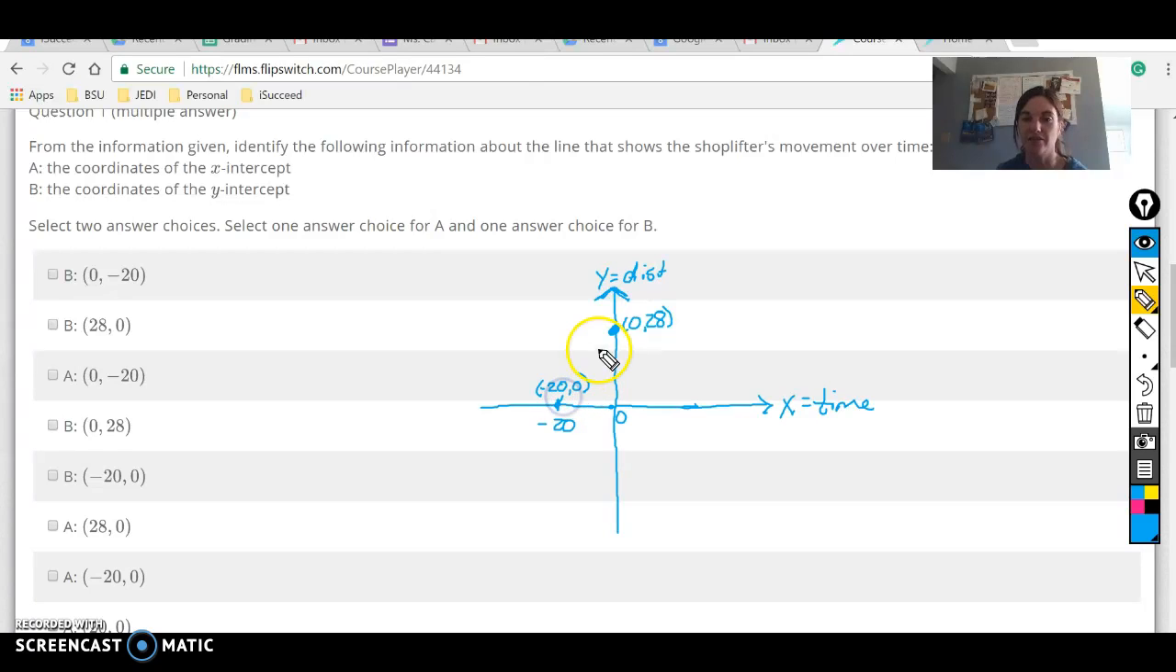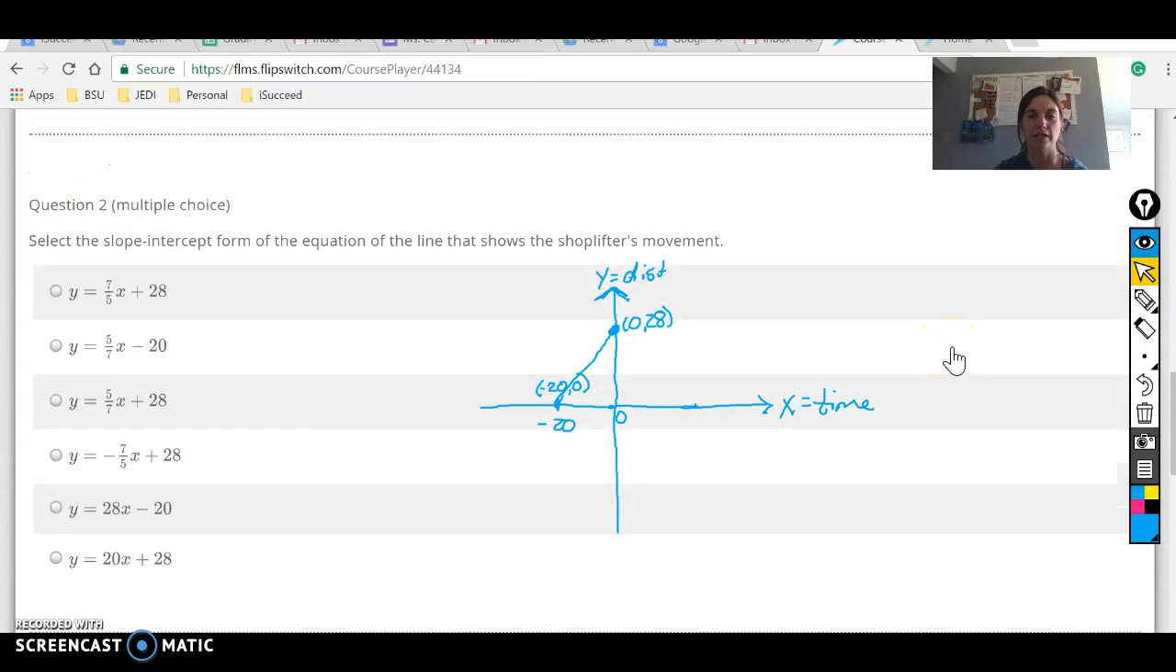Now we can solve for our slope, and we already have both of our x- and y-intercepts. The coordinates for the x-intercept are negative 20, 0. And the coordinates for the y-intercept are 0, 28. It's very important that we have our negatives right, and that we have 28 in the y position and 0 in the x position, and then negative 20 in the x position and 0 in the y position. So those are our intercepts.